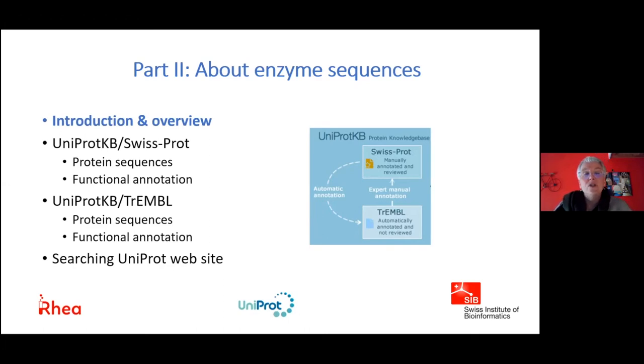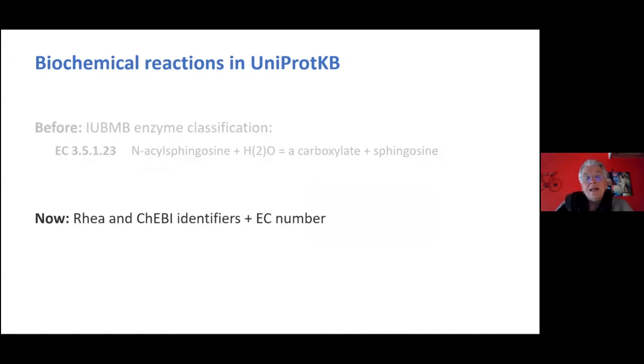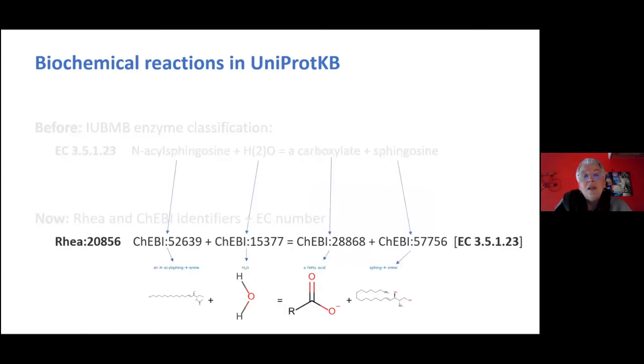So first, a brief introduction. Before, the biochemical reactions in UniProtKB were annotated using the IUBMB enzyme classification, so according to the EC number. And now we use Rhea, the Rhea and ChEBI identifiers, and the EC number to annotate the same reaction. It means that instead of having a chemical name, you now have the chemical identifier: the ChEBI identifier, the Rhea identifier, and the EC number to describe a biochemical reaction in UniProt. And according to the information stored in ChEBI, you can have access to the 2D structure and the classical representation of an enzyme reaction.